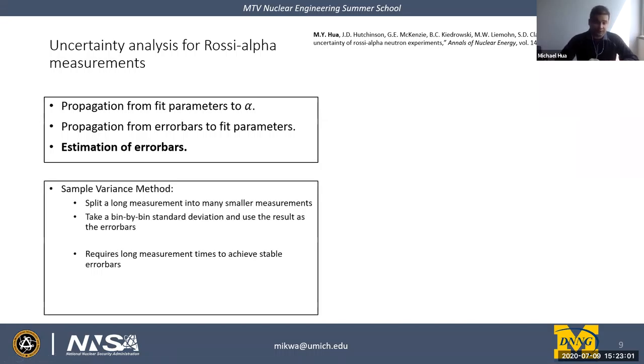So there's the sample variance method, which is very similar to what I just described. Instead of calculating alpha for each of the files, we can, between the files, take a standard deviation for each bin and then take a mean. And that's fine, and in that case, the method is correct. It's no longer wrong, but it's still long.